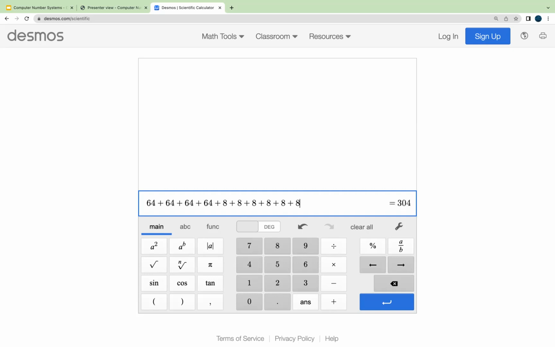And look, we went over. So now let's start with 1, and then we just fill up the remaining with 1s. And then we count how many there are. So this was 4 times 64. This is 5 times 8. And this is 4 times 1.